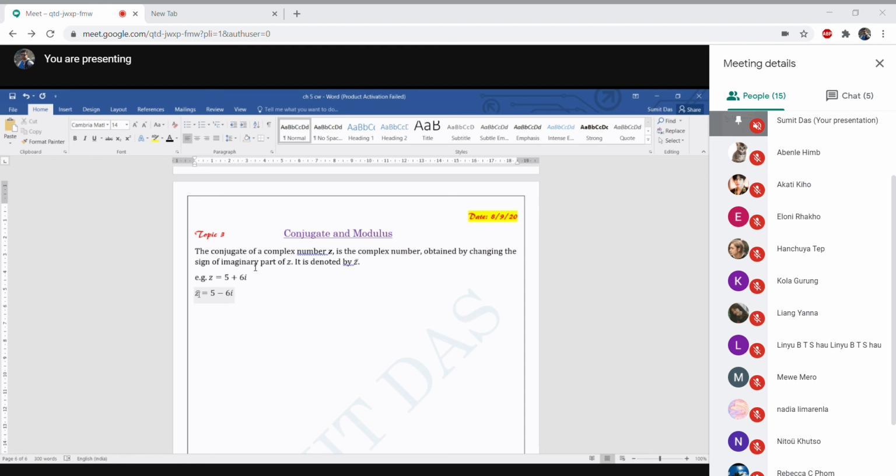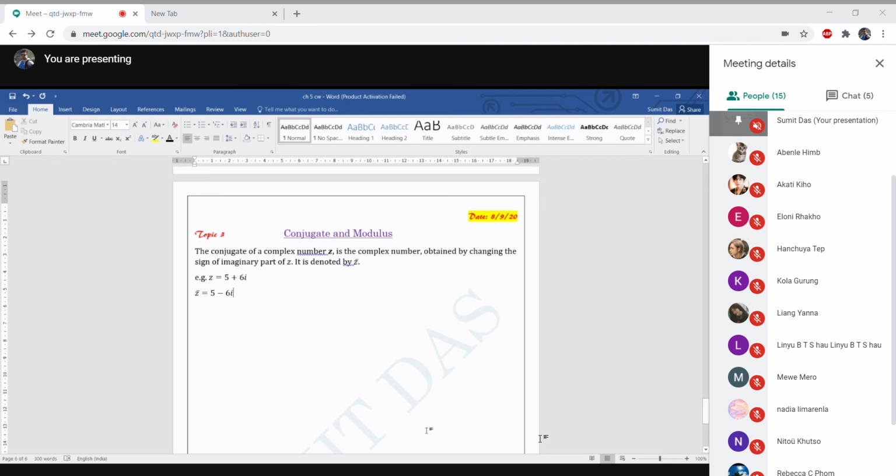But still, I'm saying that when the complex number and the conjugate of the complex number are added, look, the imaginary part will cancel, right? Because it is plus 6i and Z dash is minus 6i. So only the real part will be there. So the meaning of the conjugate is also the same.